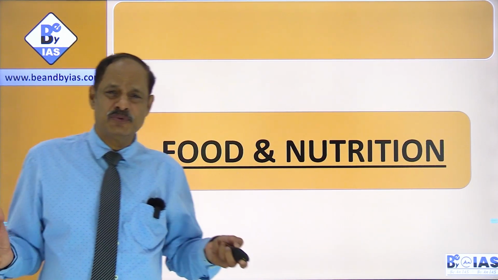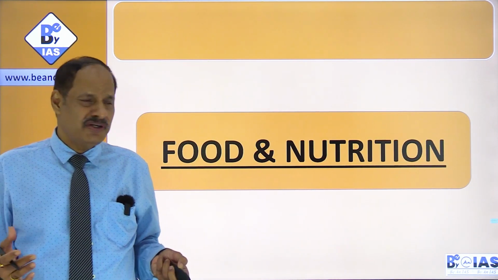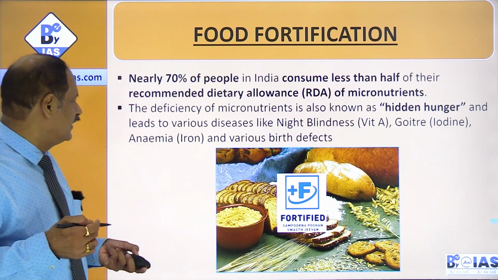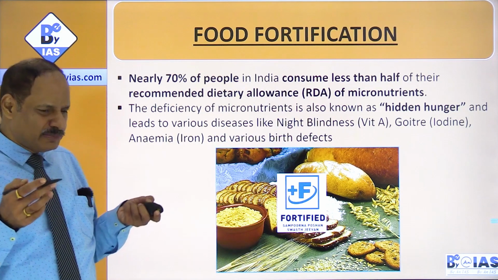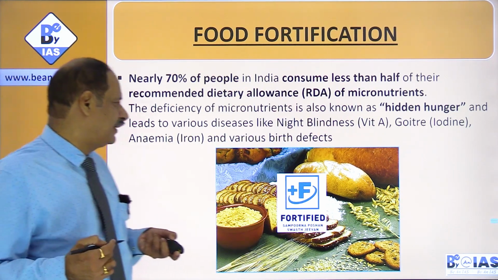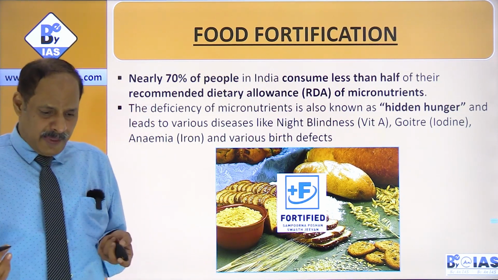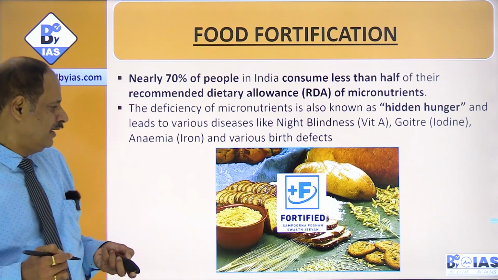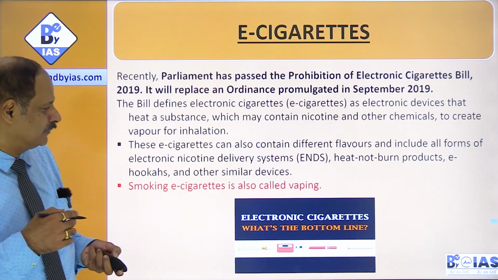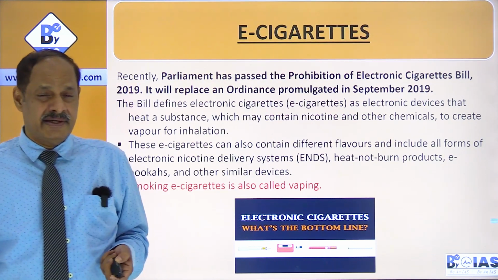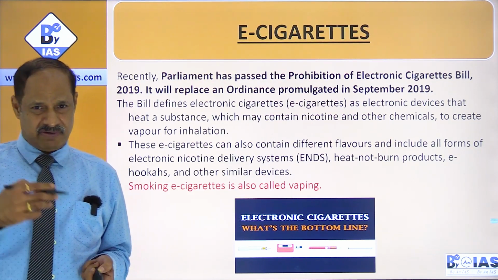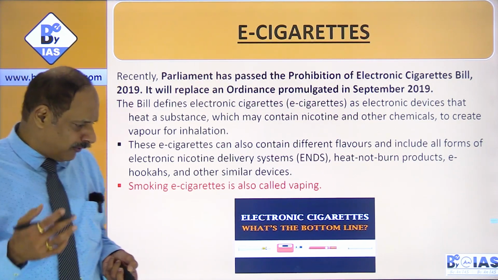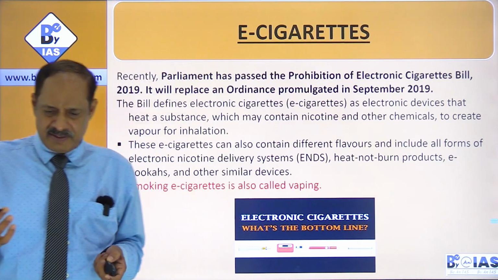And then now we come to food and nutrition. Food fortification: nearly 70% of the people in India consume less than half of the recommended dietary intake. So this has been in the news. And then terms like hidden hunger and all related to this, please study and remember. Then e-cigarettes, or what is called the process of vaping. This has also been in the news because there has been an ordinance promulgated recently.